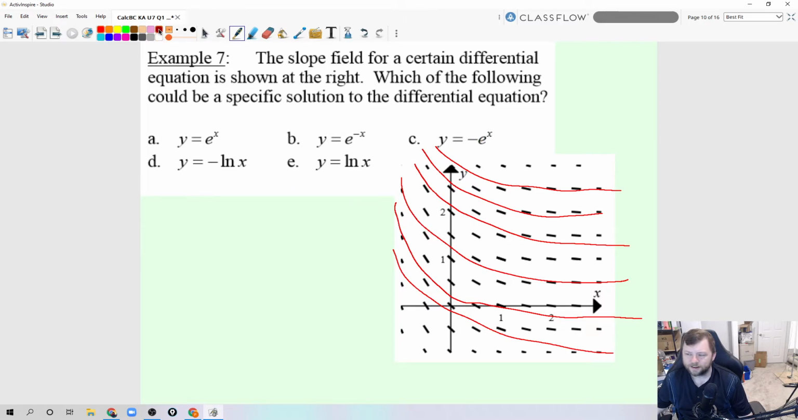And to do that, you're going to need to understand what these functions look like. If you don't know this, this is a good thing to practice. What does e to the x look like? Hopefully, you know that's a parent function that goes up like this, the exponential function.